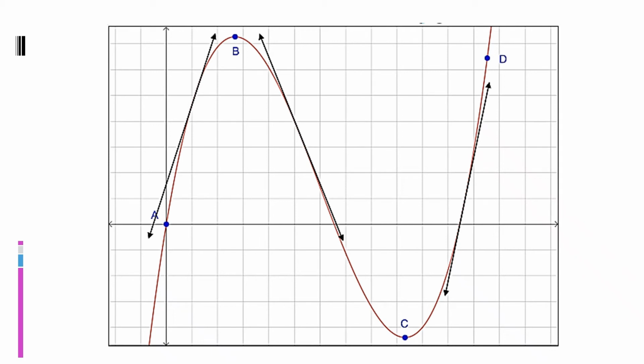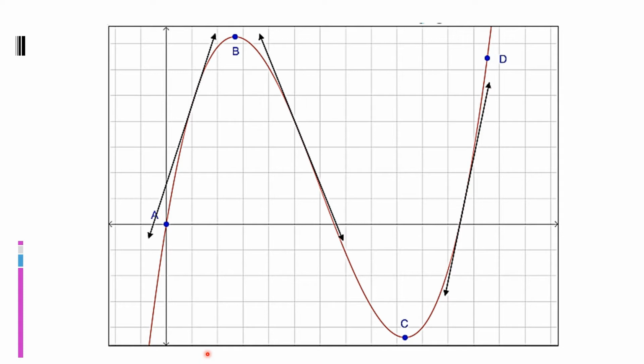Let's consider this graph. So let's turn our focus on the three important intervals. That is from A to B, from B to C, and from C to D. Now the question is, at which interval or intervals is the function increasing or decreasing?